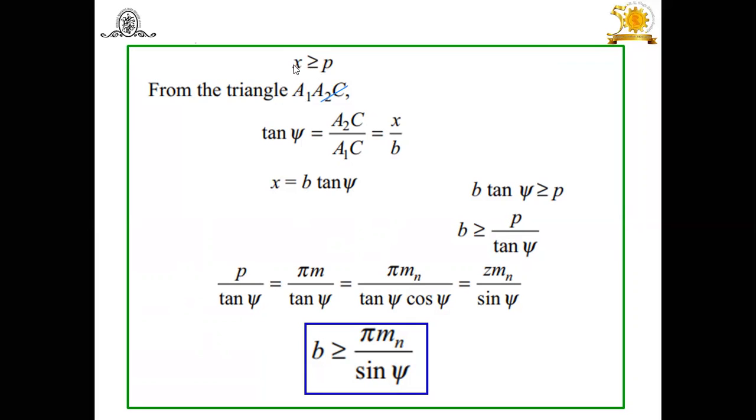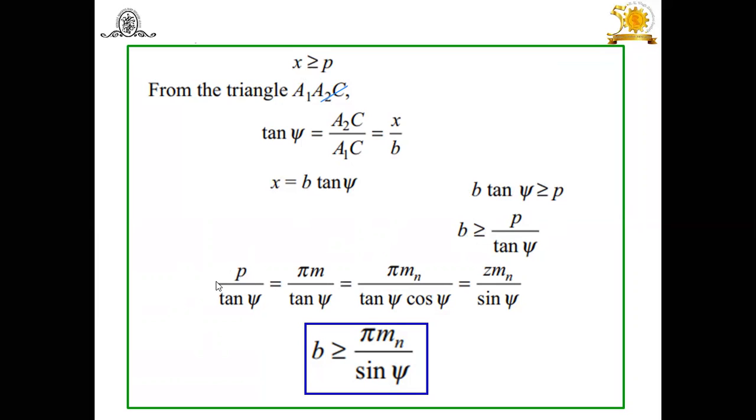Then you can substitute this value here. So what will you get here? X means B tan psi is greater than or equal to P. Therefore, B is equal to or greater than... you can send this side towards this side... P upon tan psi.